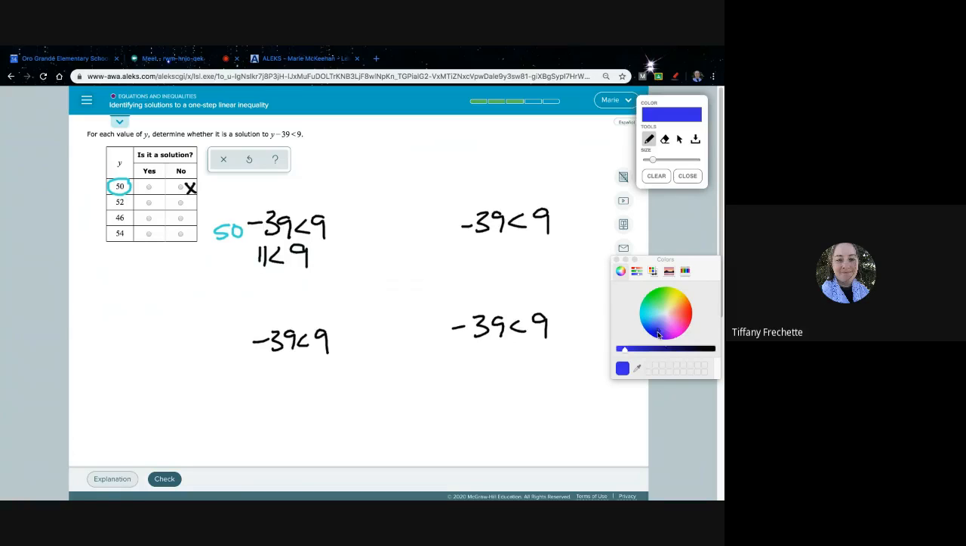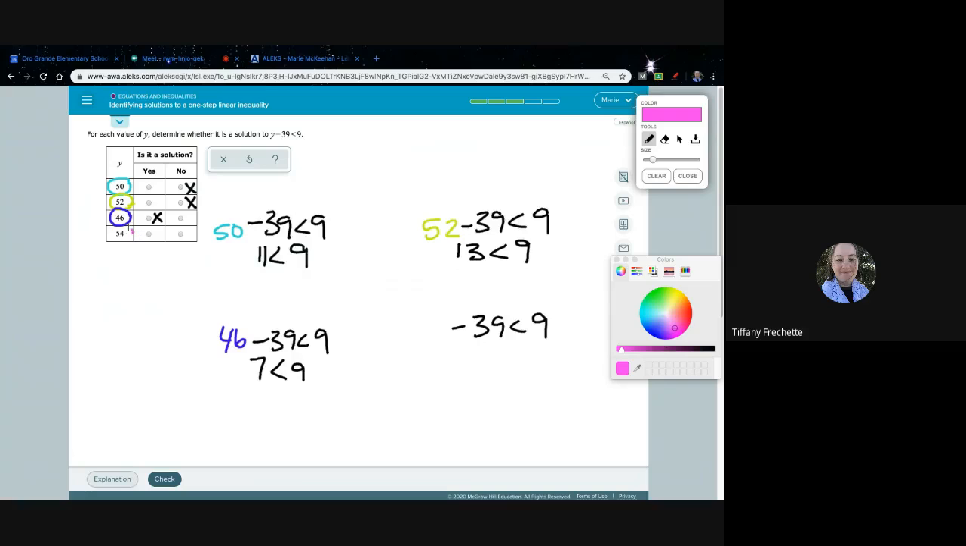All right, let's go with kind of a weird green. I haven't used that one. So 52. All right, so we have 52 minus 39, and we get, let's see, we get 13 is less than 9. Well, again, that's not true. 13 is bigger than 9. So let's go with 46. And so 46 minus 39, we get 7 is less than 9. Well, that's true. 7 is less than 9, so we're going to say yes.